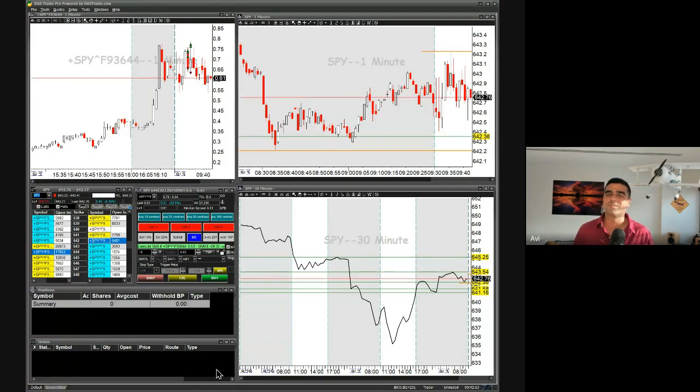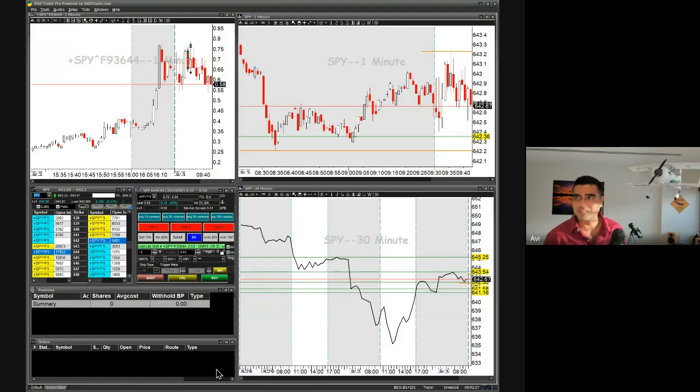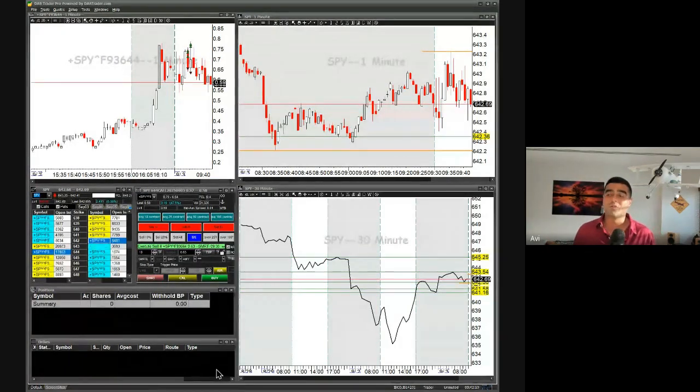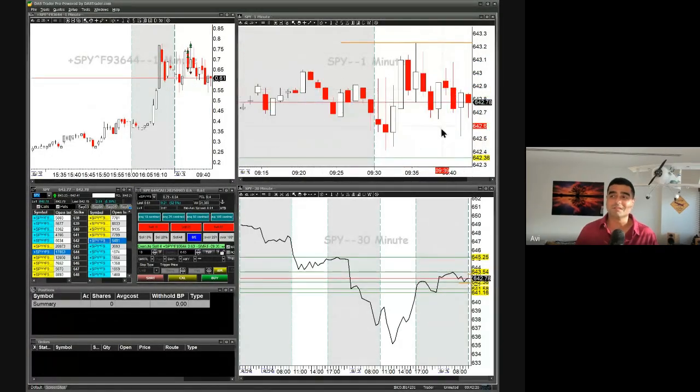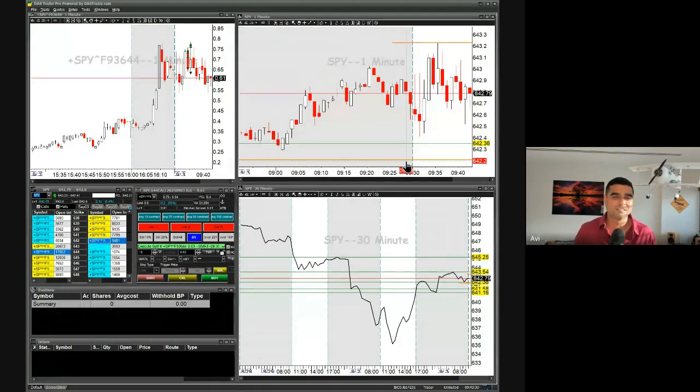So the breakout I attempted didn't work, so just wait for the next one. It may happen. At the moment, it's just getting into a whole lot of chop. Now I'm just seeing chop. Earlier, I was seeing higher lows and all that, but now you can still maybe see a higher low, but really, just wait for it.